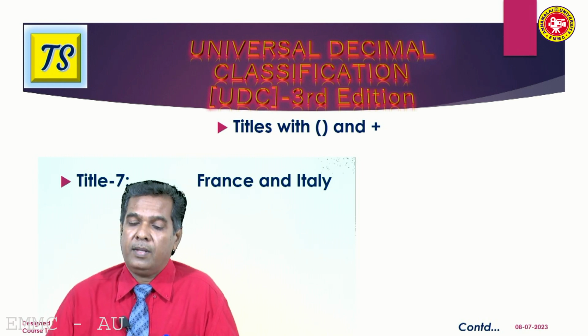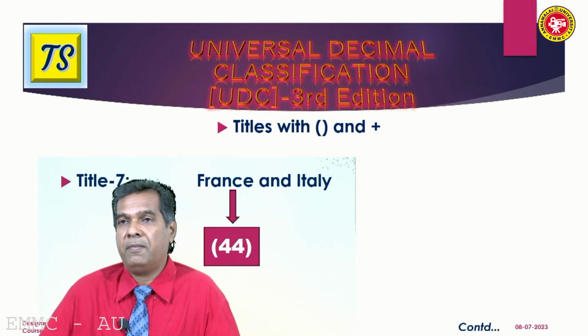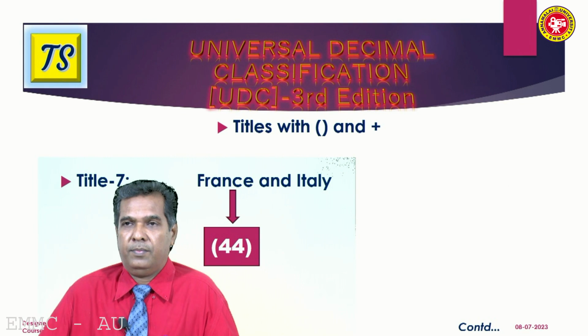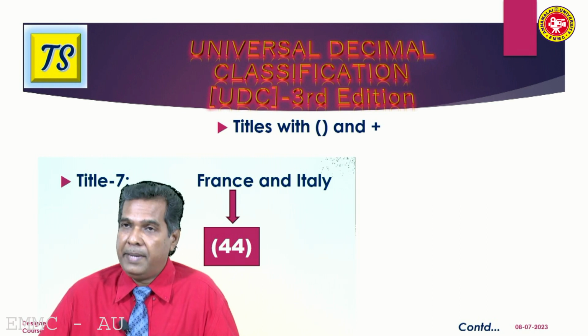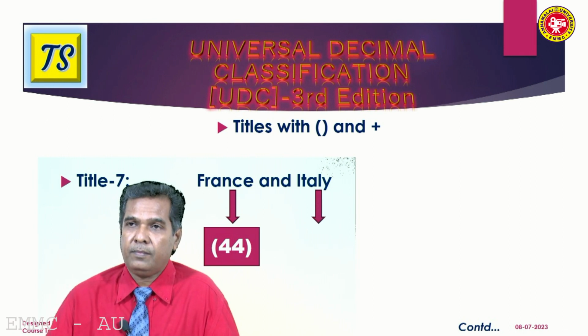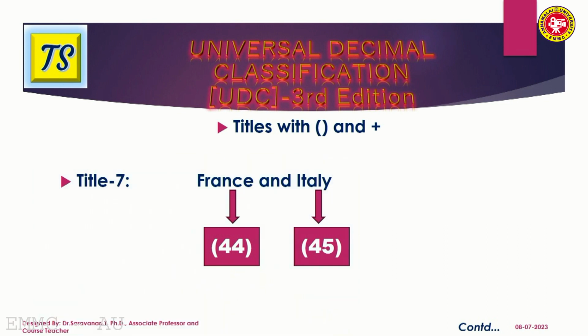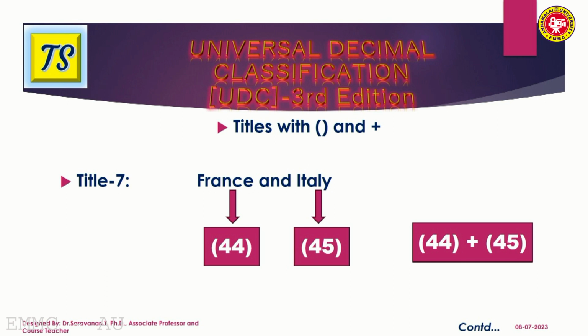How to prepare the numbers and connect the digits. The France notation is identified by 44. It should be placed within circular brackets. If you refer to the previous slides, I have explained how the places need to be identified. If you omit the parentheses, the meaning will be different. Italy, 45 within brackets. And the final number is 44 and 45, connected using the plus sign.